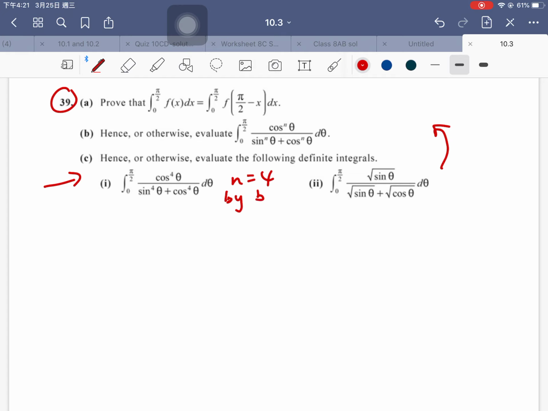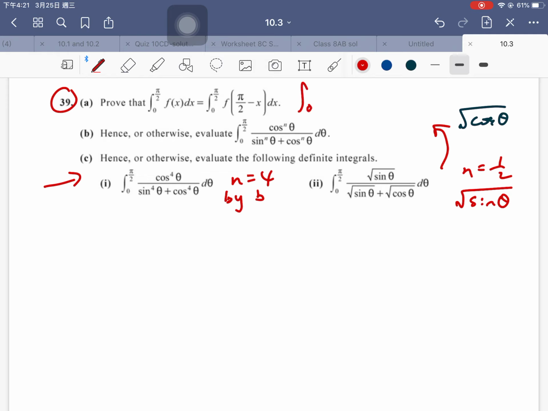And this one, it seems that the value of n is 1 over 2. But here, if n is, this is sine theta, but here part B is cosine theta. Okay, so we have to think about whether these two are equal. And now we go back to part A.